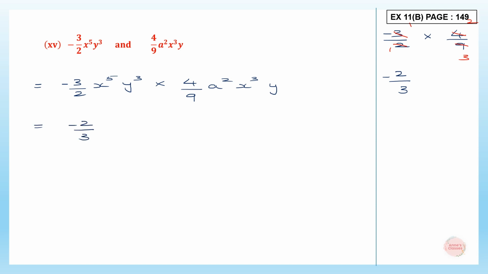Now let's take x here. Here we have x to the power of 5 here, and here we have x to the power of 3. So that will be x to the power of 5 plus 3, which is x to the power of 8. Then we have y to the power of 3 and y here to the power of 1. So that will be y to the power of 3 plus 1, which is 4. Then I have a square. So that will be a to the power of 2. So now this I can rearrange and write minus 2 by 3. Putting a first, alphabetical order, a square, x to the power of 8 and y to the power of 4. This is my final answer.